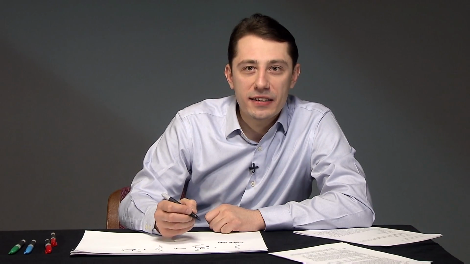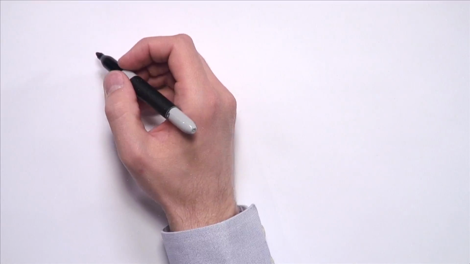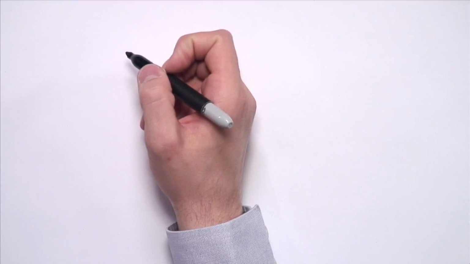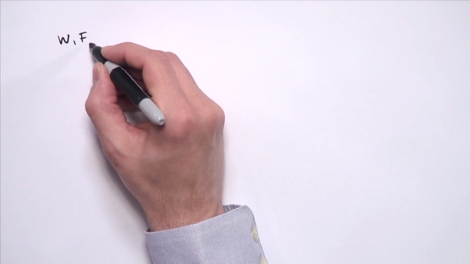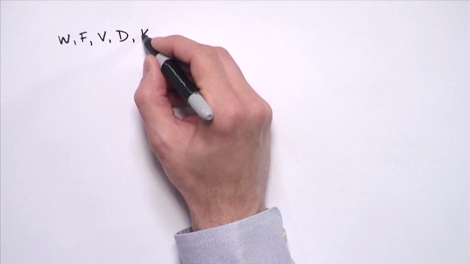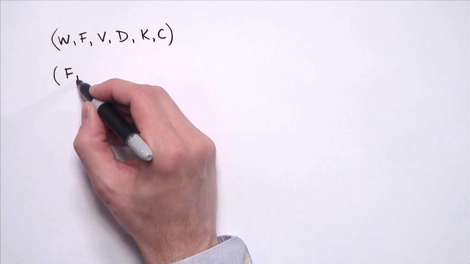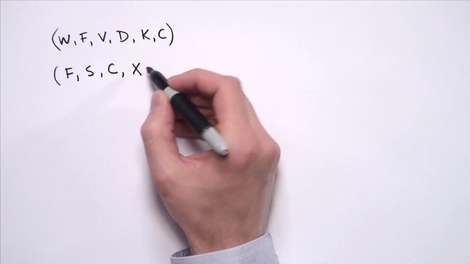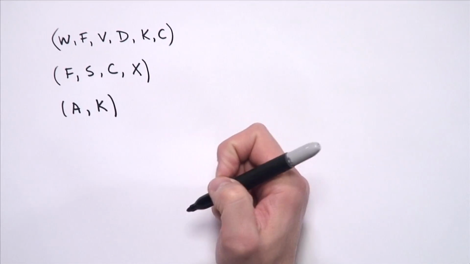Next, we're going to look at distinguishing between a couple of different peptides that we generate during our analysis of our mystery protein. So we're told that we're isolating by HPLC peptides of the following composition. One has tryptophan, phenylalanine, valine, aspartate, lysine, cysteine. That's peptide 1. Another one has phenylalanine, serine, cysteine, and an unknown amino acid. And finally, the third one has alanine and lysine.